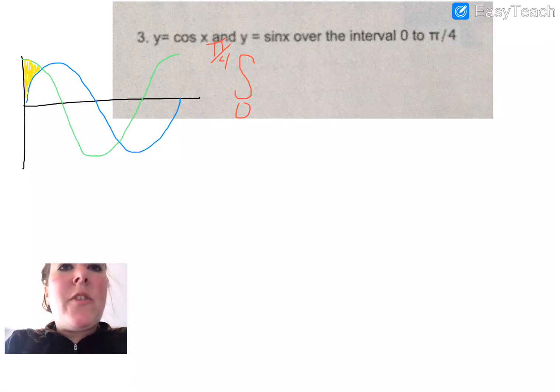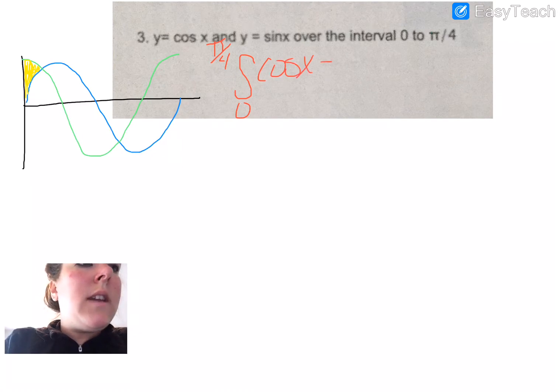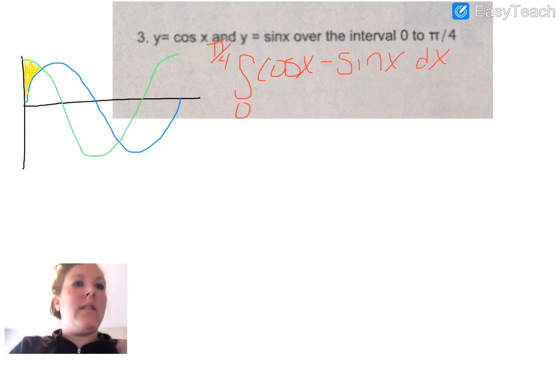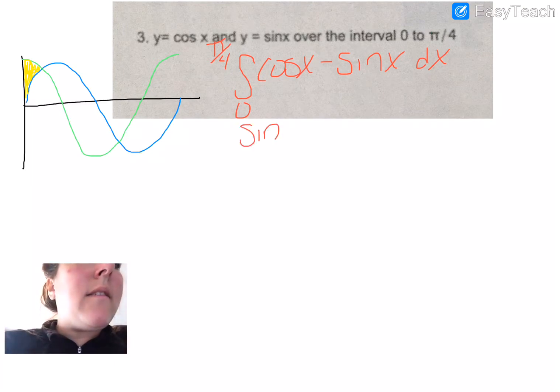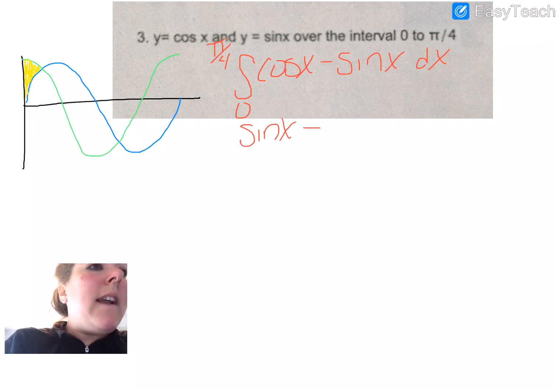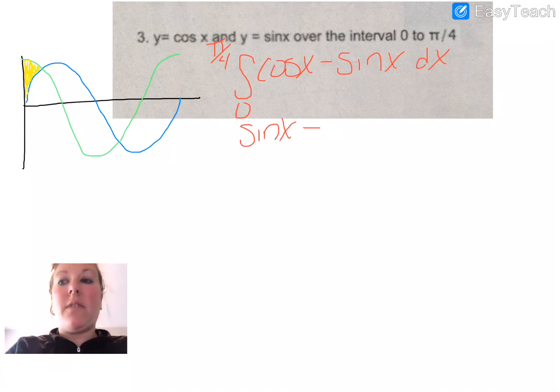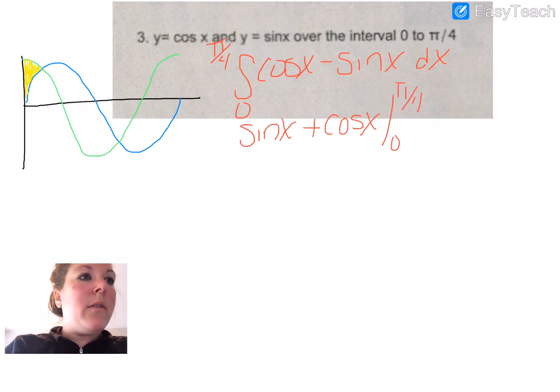And my top function here was green, it was cosine, and my bottom function here is the sine. Alrighty, so I'm going to integrate them. When I integrate cosine, I get sine x, and when I integrate sine x, I get negative cosine x. So I'm going to change this to a positive cosine x, evaluated from 0 to pi over 4.